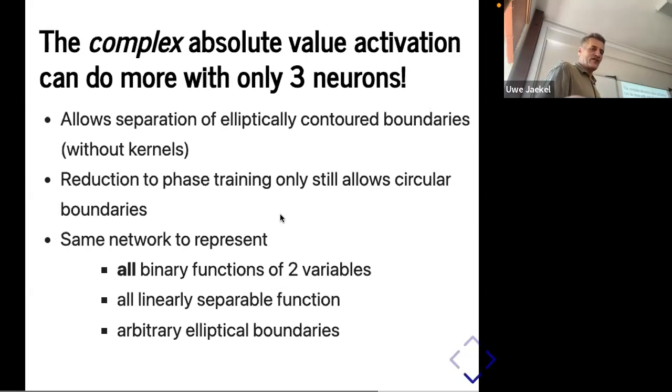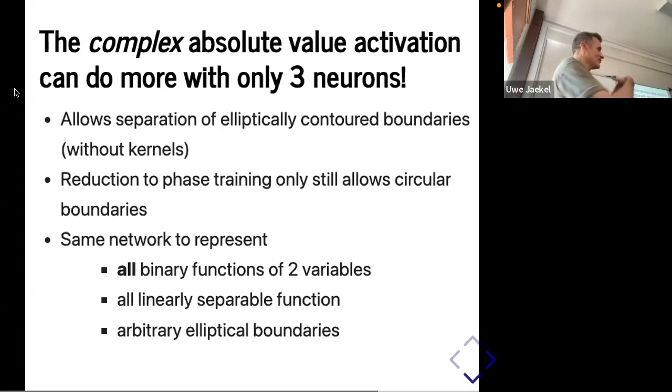Actually, I think what I will show you will train both phase and amplitude. If you restrict it to a phase, you can still separate circular boundaries, not elliptical, but circular boundaries. And this extremely simple neural network can then perform pretty different tasks of learning all binary functions of two variables from noisy data. Now, as I showed you, it's not only the XOR, but you can easily show that you can learn every possible binary function of two input data. Again, this is a simple example. You can go to higher dimensions easily. Of course, it can also do this linear separation task.